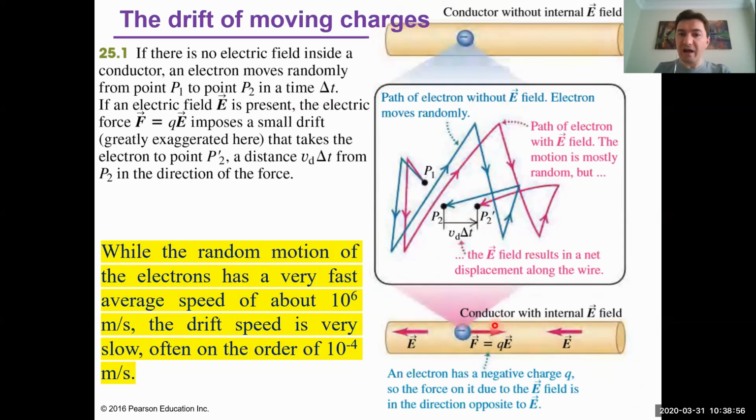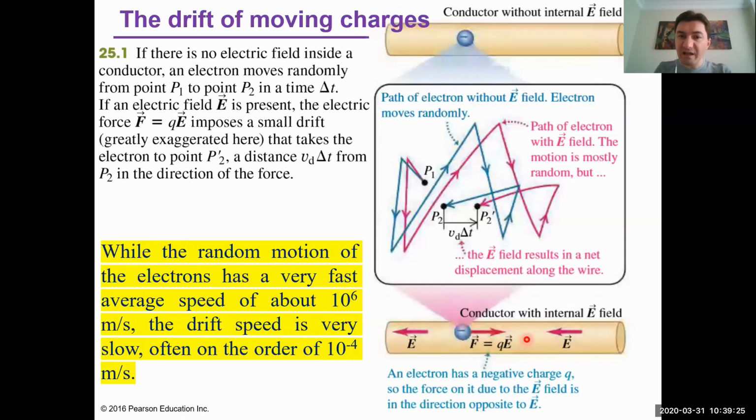here we have the same conductor with internal electric field. Now we have electric field in that direction. Can you see that? So since we have an electron here, there will be a force acting on this electron due to the electric field, okay? An electron has a negative charge q, so the force on it due to the electric field is in the direction opposite to the electric field, okay?